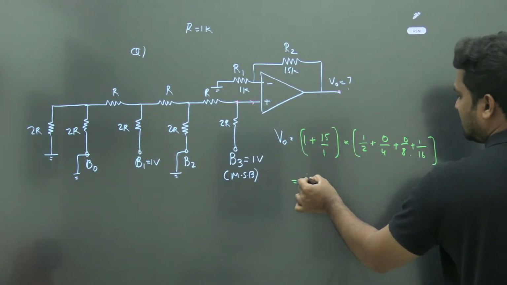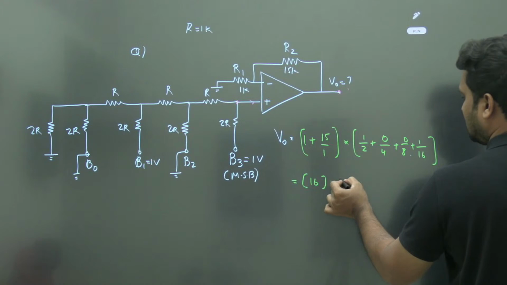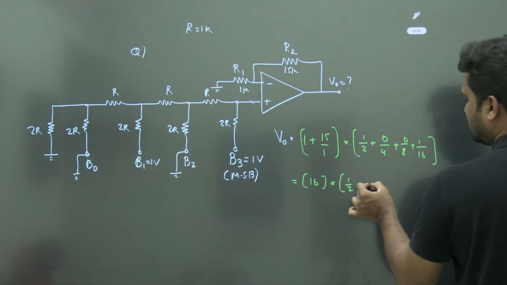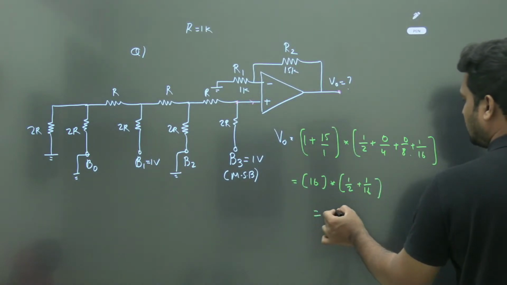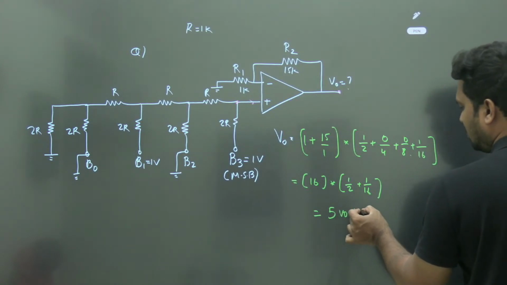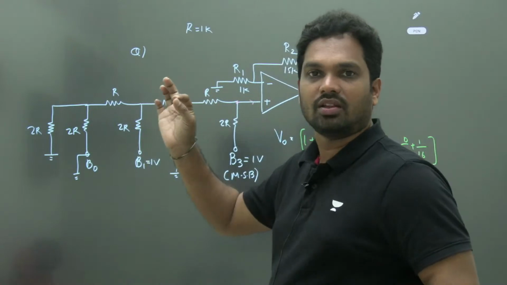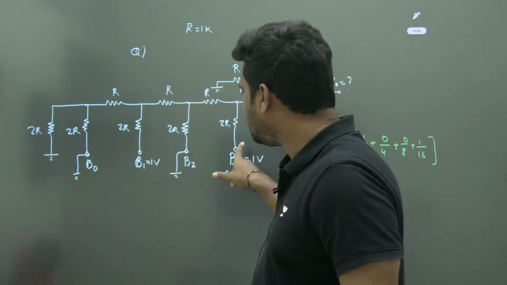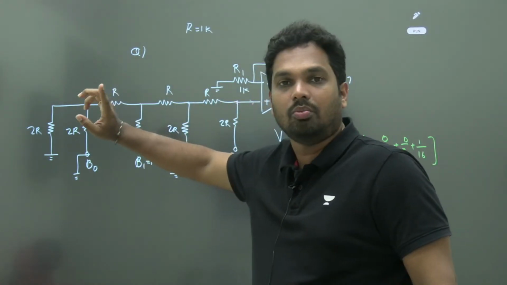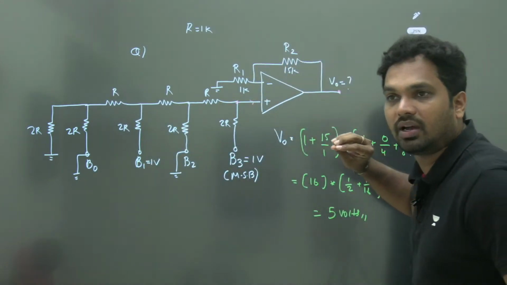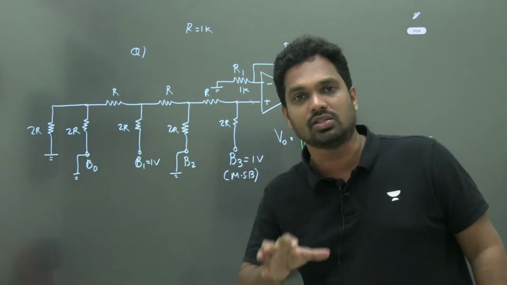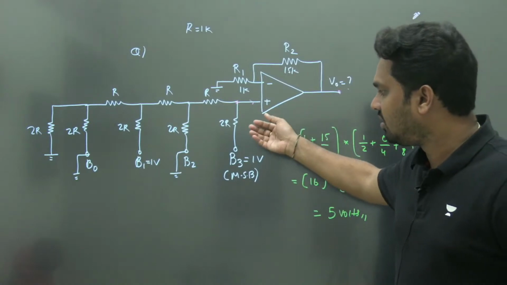So what is the answer? 16 times 1 by 2 plus 1 by 16. What is the answer you will be getting is 5 volts. Suppose if input is made 1010, its equivalent in the binary is 10. If your input is made 0101, check it at home. Binary input of 0101, decimal equivalent is 5. If input is made 10, you got say 5 volts.